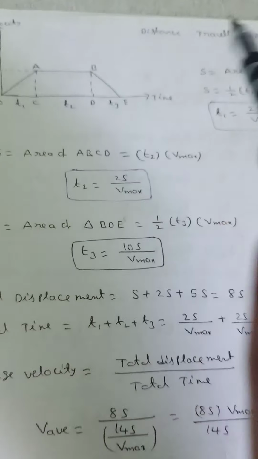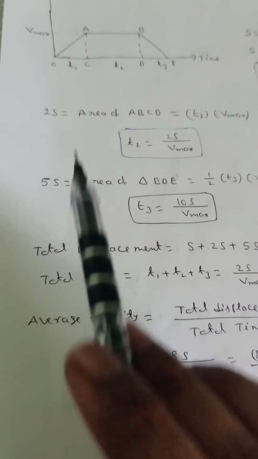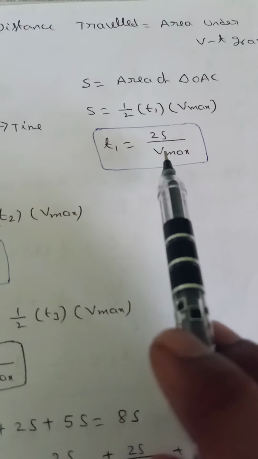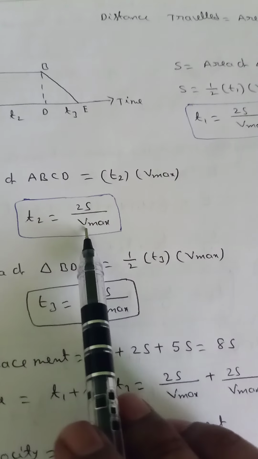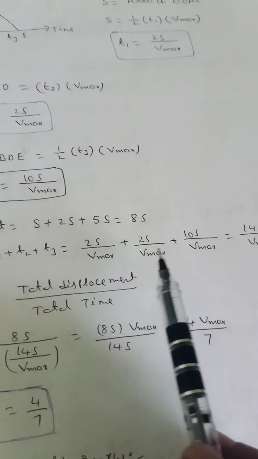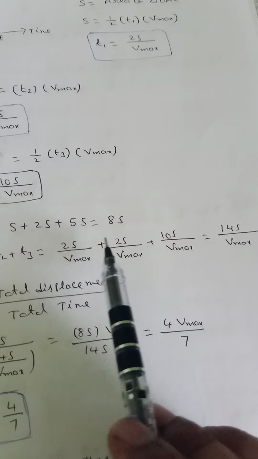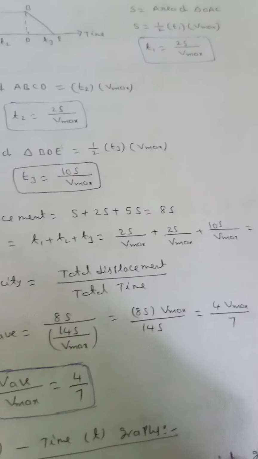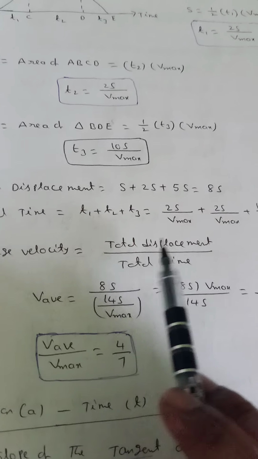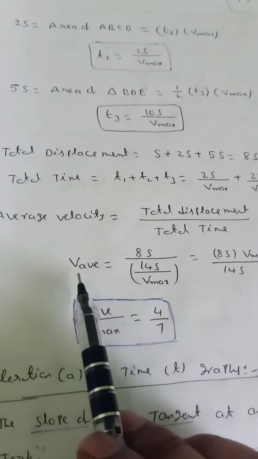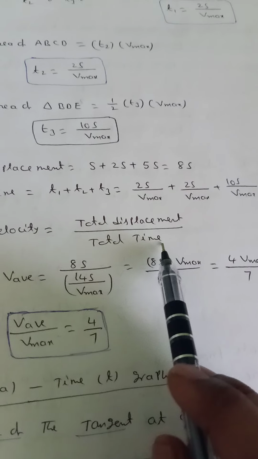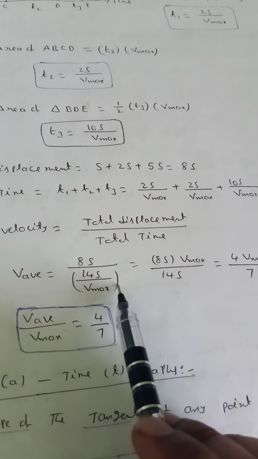s plus 2s plus 5s, that is 8s. Total time is t1 plus t2 plus t3: 2s by V maximum plus 2s by V maximum plus 10s by V maximum. The denominator is the same, and adding the numerators 2s plus 2s plus 10s gives 14s by V maximum. That means average velocity is equal to total displacement by total time. V average is equal to total displacement 8s by total time 14s by V maximum.